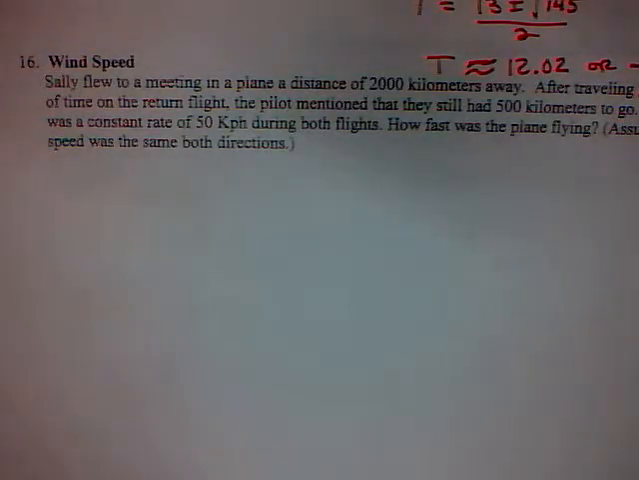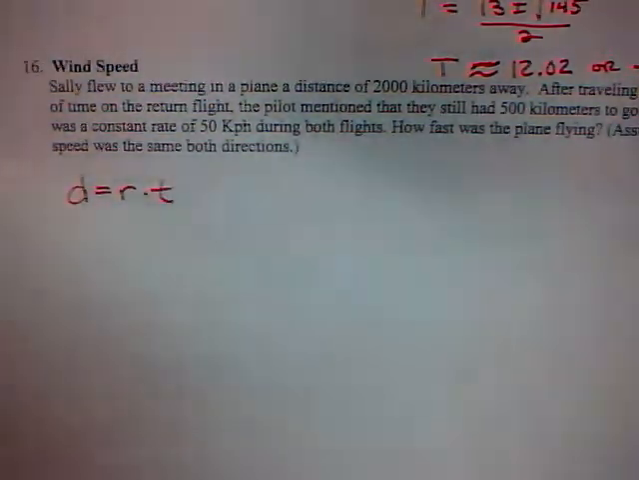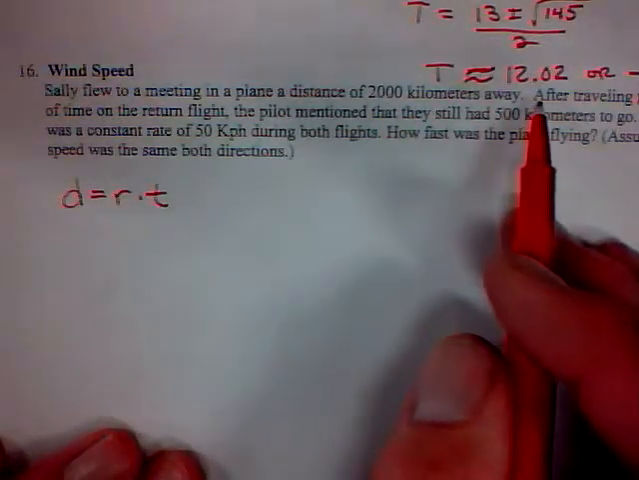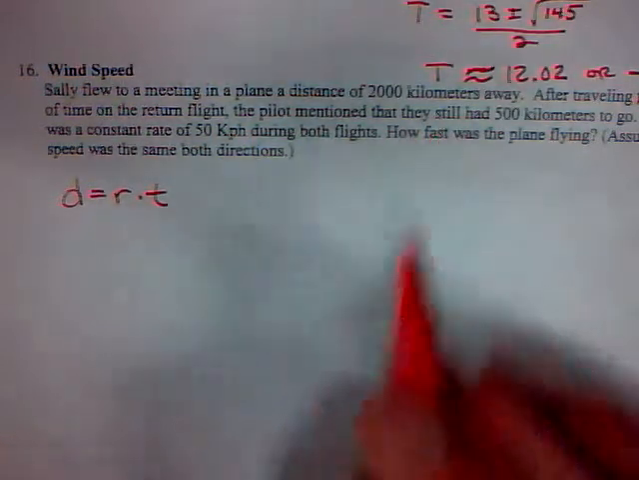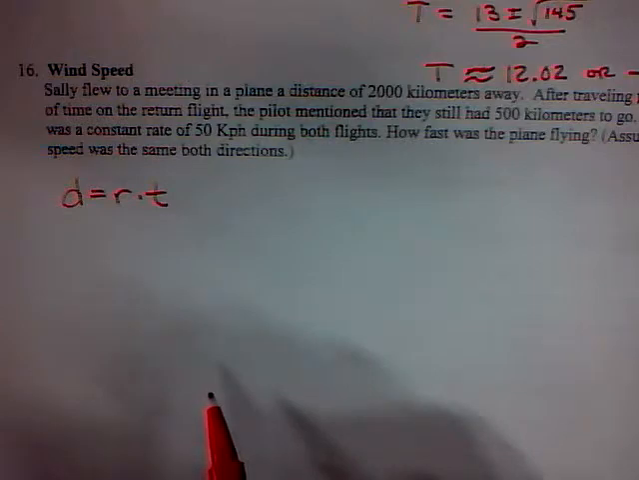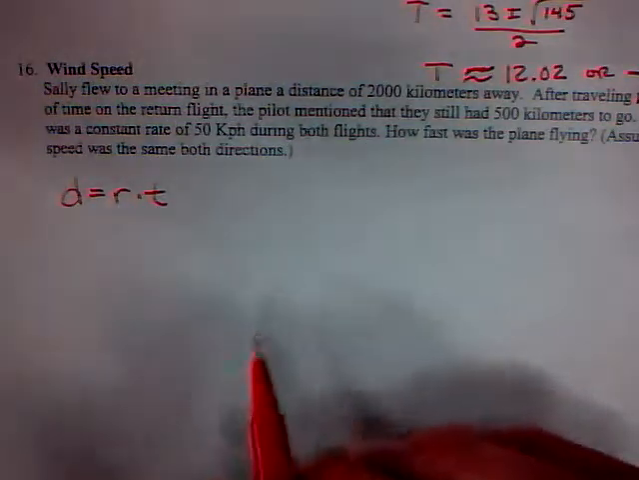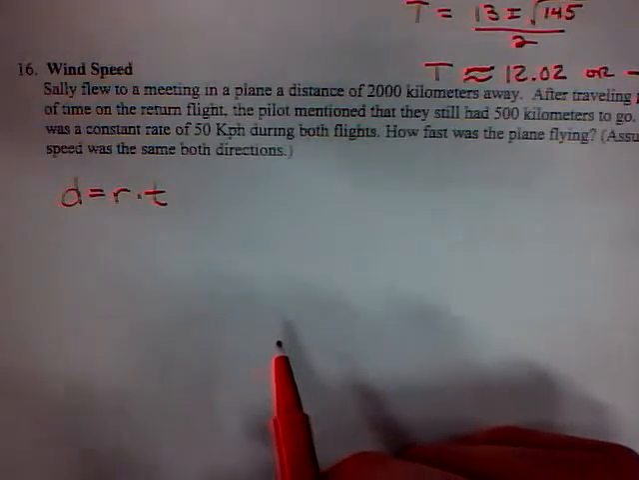All right, number 16. This is a rate times time equals distance formula. So we know distance equals rate times time. And on this one, it says Sally flew to a meeting in a plane at a distance of 2,000 kilometers away. After traveling the same amount of time on the return flight, the pilot mentioned that they still had 500 kilometers to go. The wind speed was a constant rate of 50 kilometers per hour both flights. How fast was the plane flying? Assume the plane's speed was the same both directions.